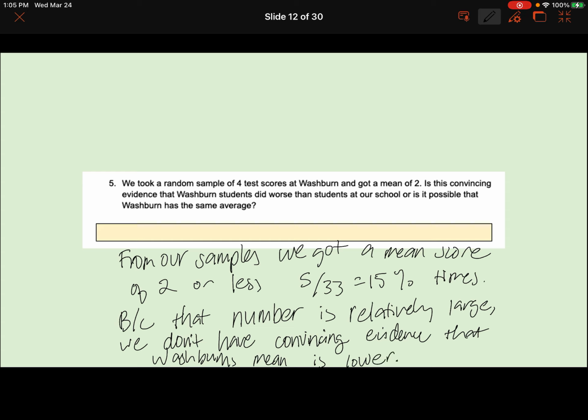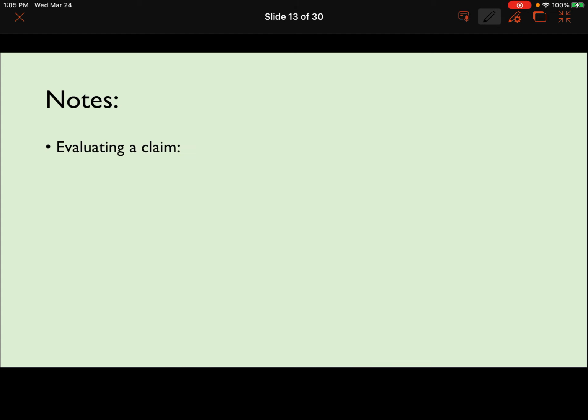And I know that idea is a little weird. We've sort of approached that concept a few times and it's always a little bit confusing, but we will definitely see it a lot more and it'll hopefully get more comfortable. Okay, so we're going to go through some notes and I think this might actually help. We'll see. Okay, so if we're going to evaluate a claim, there's a few steps to it.